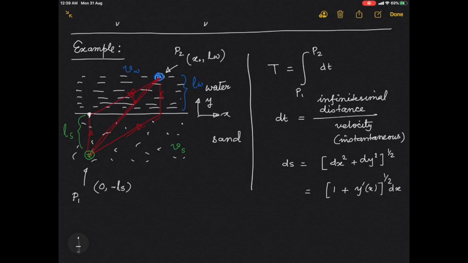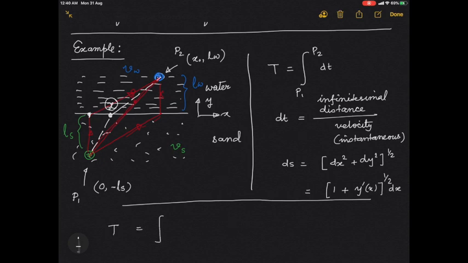Then what I can do is break this integral. I don't know exactly what path he will follow, but I can say that he goes up to a point x in sand, and then he goes into the water. So I break this integral into two pieces. One is from P1 to that point. Let's call this intermediate point Pi. This is all about sand, and then Pi to P2 is all about water.